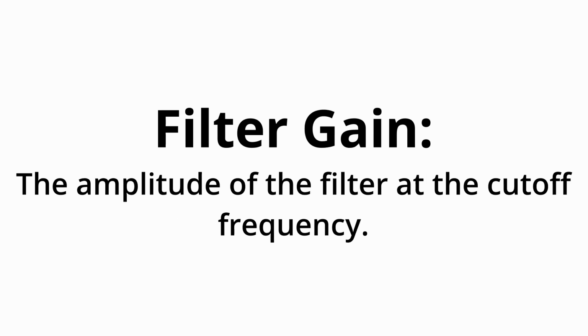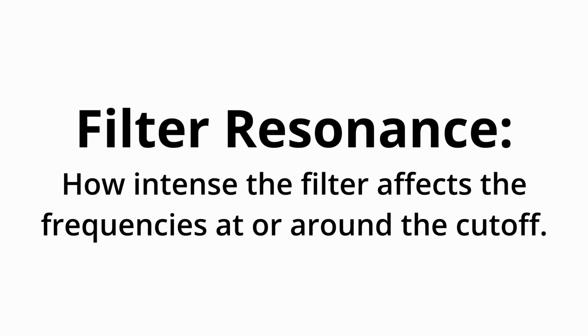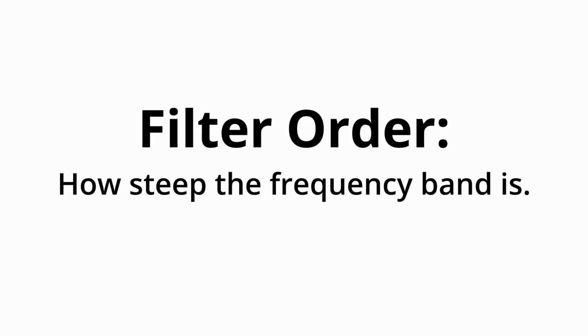Next is the filter gain. The filter gain is just the amplitude of the filter at the cutoff frequency. Filter resonance is how intense the filter affects the frequencies at or around the cutoff. Filter order is how steep the frequency band is.